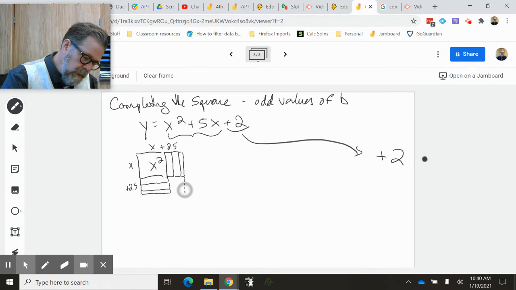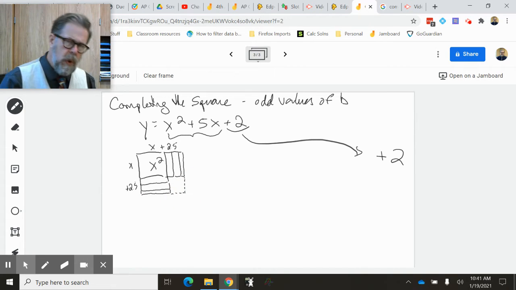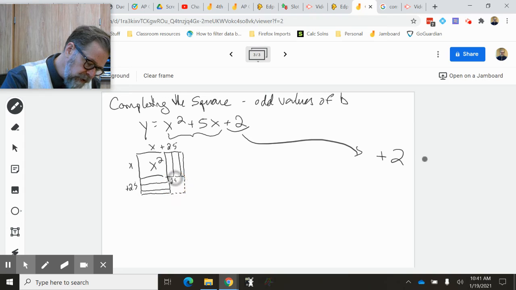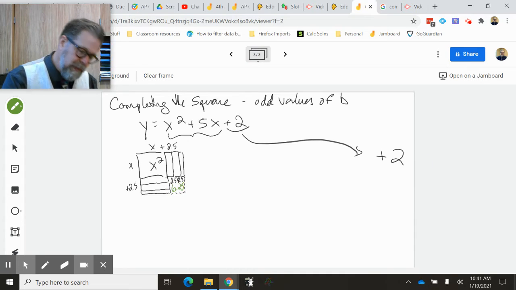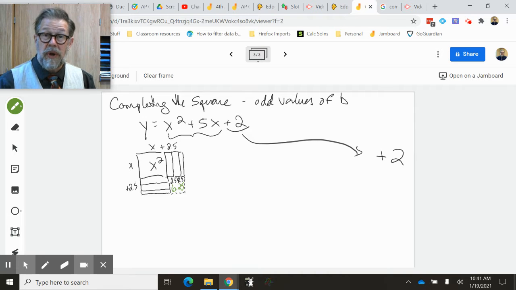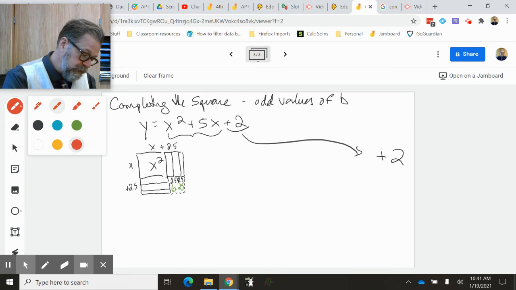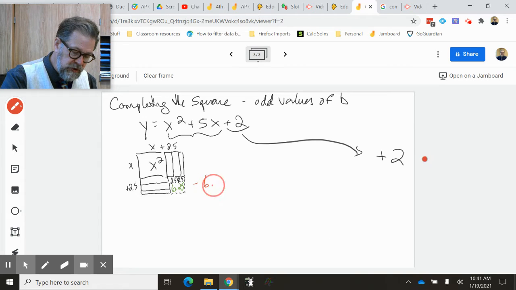And when I make my square, what do I need to put in there? Well, what I need to put in there is 2.5 by 2.5, and I'll switch this to green because these are the squares I'm adding to my problem. 6 1/4 squares in order to make this a whole square, 6 1/4 units. So I need to subtract 6 1/4 units to keep it in balance.